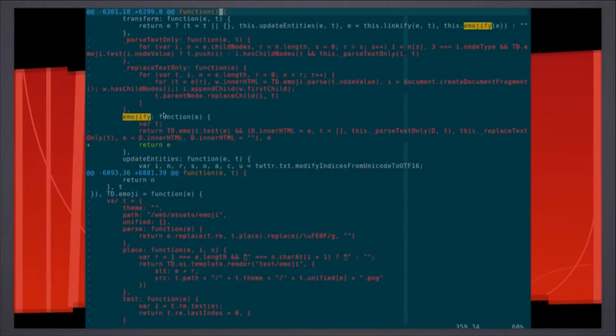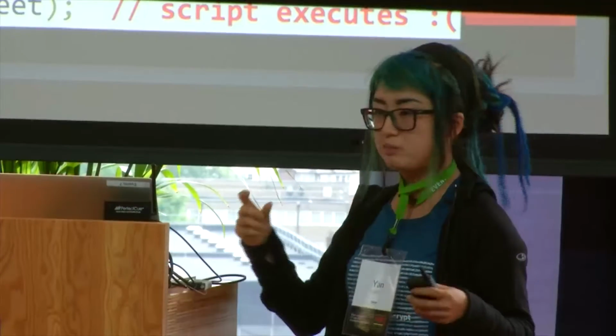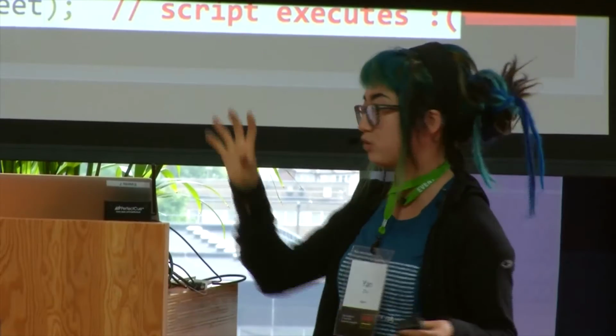Well, I downloaded the release before and after they fixed it, and took a diff and sort of reversed it. And it was actually really interesting. Not many people talked about this. Basically what they had was a function that parsed emoji, took tweet.node value, which is the value of the tweet text, and turned the emoji into image tags. Right, and then they created a new div and set that inner HTML to the emojified value, and then did some DOM surgery to put that new div back in where the original tweet was.